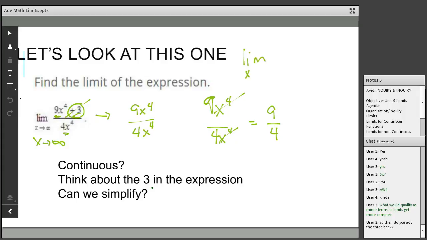Nope, you don't ever add the 3 back to the limit. This is your limit now. So the limit as x approaches infinity of 9x to the fourth plus 3 over 4x to the fourth is equal to 9/4. That's your limit. Because as x approaches infinity, those terms with the variable got so much bigger than that little 3 sitting there that we just got rid of it.